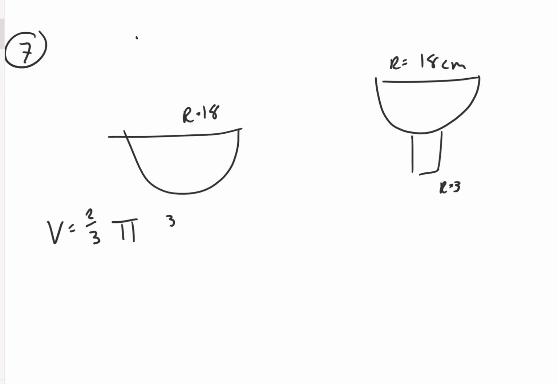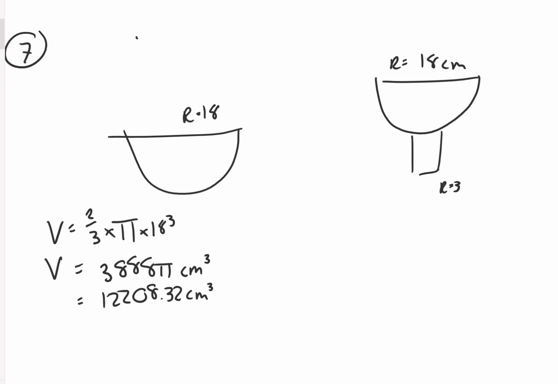And the radius is 18, so I put 18 in. So 18 by 18 by 18, divided by 3, multiplied by 2, and we get 3,888 pi. So that's the volume of the sink. They don't tell us whether they want it in terms of pi or anything, so I'll just leave it as pi. So 3,888 pi centimeters cubed. Okay, if you want to change it to decimal, it'll be 12208.32 centimeters cubed.